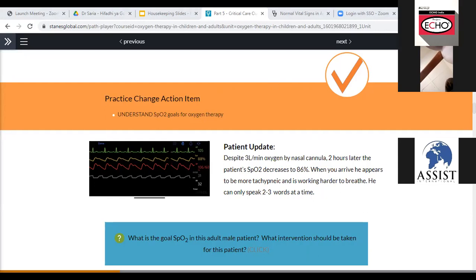Yes, thank you so much, Victor. Goal SPO2 should be more than 95%. And the response, we should change nasal prong to face mask. Thank you so much, Victor.